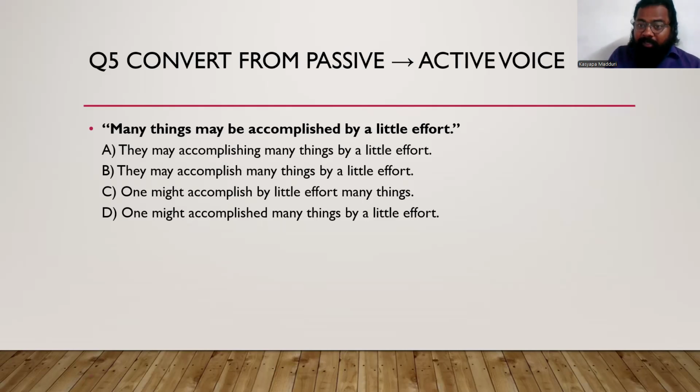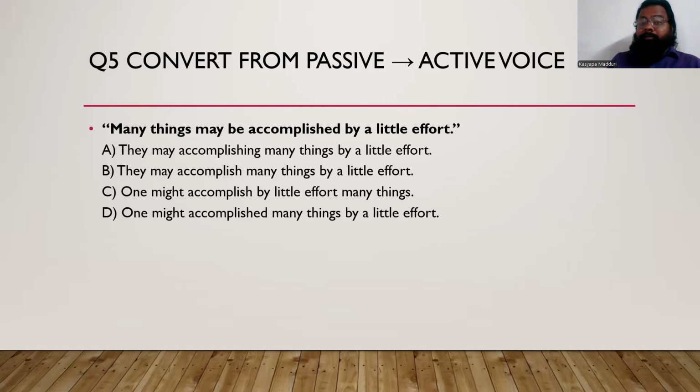Right? In the exam, we need to be able to make this decision very quickly. Here, you need to identify immediately that by a little effort is an additional phrase that has been given to confuse us, and it is not the subject. So there is no subject given here, so you just assume a subject. They may accomplish many things by a little effort. They may accomplish many things. They may accomplishing many things by a little effort. There is no ing form in the main sentence, so this is the wrong answer. They may accomplish many things by a little effort.